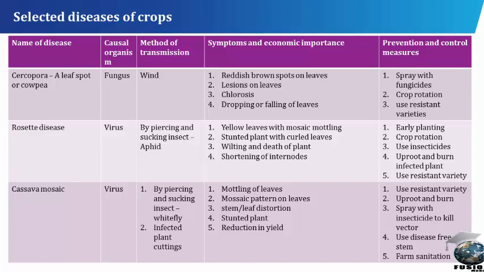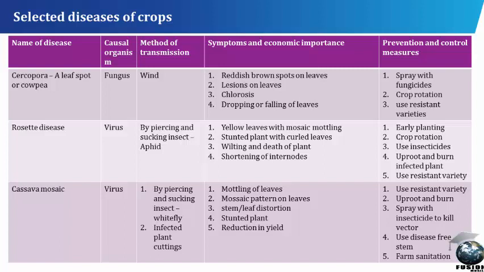5. Rosette disease. Causal organism: virus. Method of transmission: by piercing and sucking insects, aphids. Symptoms and economic importance: yellow leaves with mosaic mottling, stunted plants with curled leaves, wilting and death of plants, shortening of internodes. Prevention and control measures: early planting, crop rotation, use insecticides, uproot and burn infected plants, use resistant varieties.